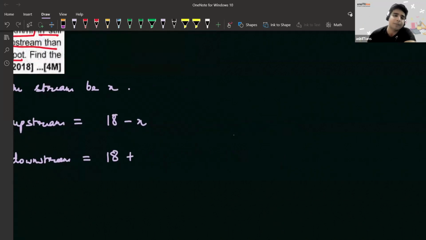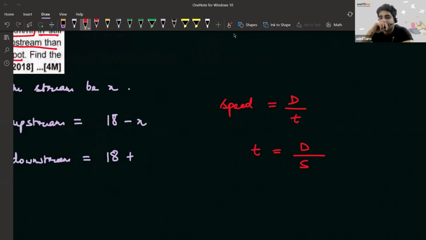What is the formula of speed? Speed is equal to distance upon time, right? So d upon t. That means, everyone, t is equal to d upon s. Does this make sense to all of you? Tell me yes or no. Any doubts till this point?